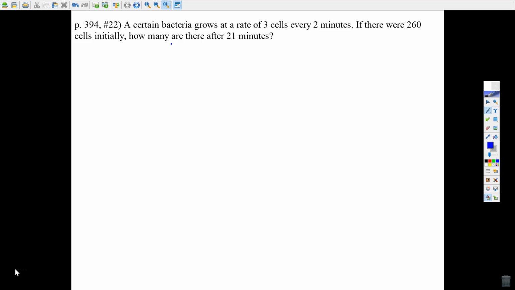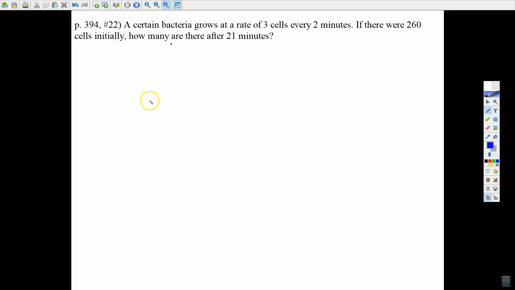I chose a couple of problems from the Lesson 6.3 homework assignment that I thought I would try to help you with. Here's number 22, this word problem. This bacteria grows at a rate of 3 cells for every 2 minutes. If we started out at 260 cells, how many will there be after 21 minutes?